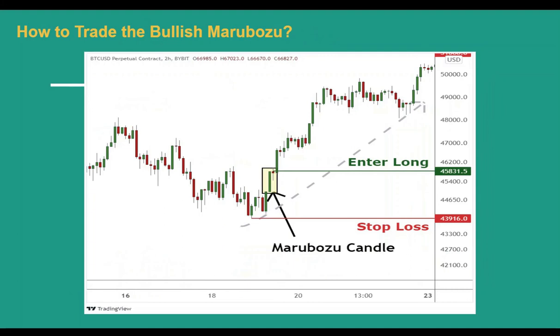But how to trade the Marubozu candlestick pattern? So let's start with the bullish one. The bullish Marubozu forms when the price trades swiftly to the upside. The candle's open forms the low price, and the Marubozu closes the candle at the high price. Once you spot the Marubozu pattern, consider the part of the larger trend in which it has formed.